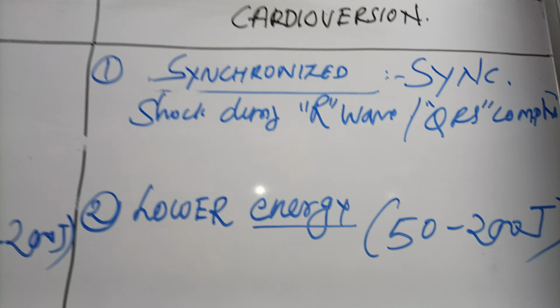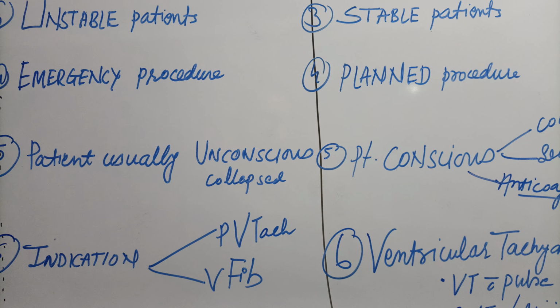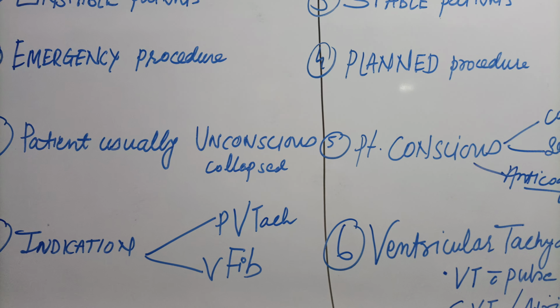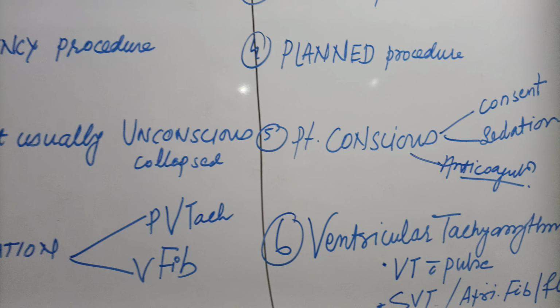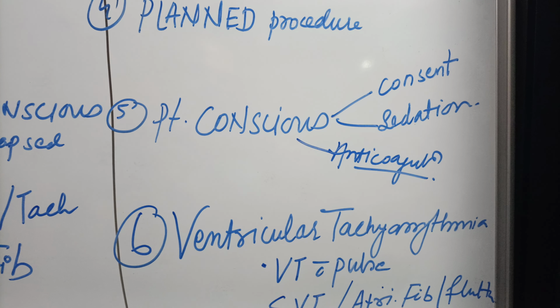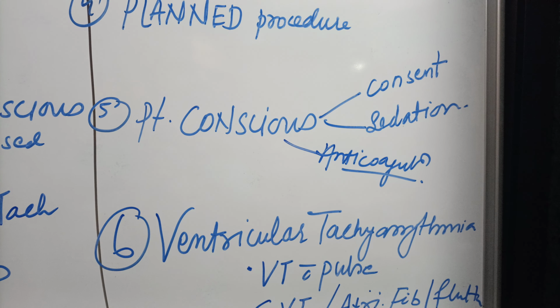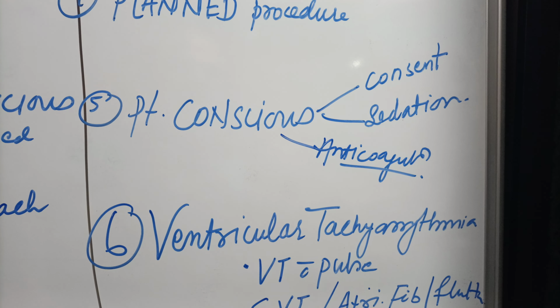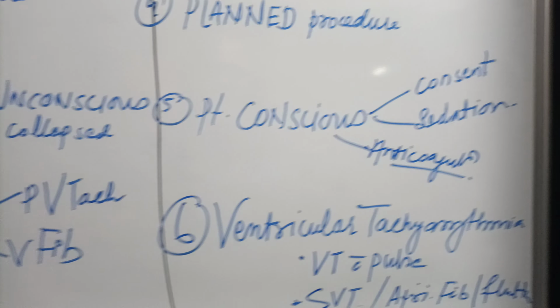So defibrillation is an emergency procedure, whereas cardioversion is a planned procedure. In defibrillation, the patient is usually unconscious, collapsed. In the case of cardioversion, the patient is conscious. Most of the time the patient has chronic atrial fibrillation, we take consent and give sedation. Even when we give anticoagulation, there are chances of embolization of the clot because of atrial fibrillation, so we occasionally need anticoagulation.